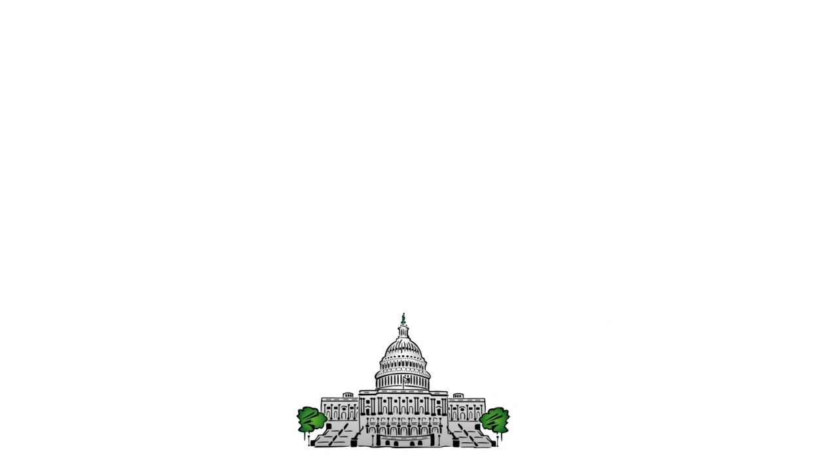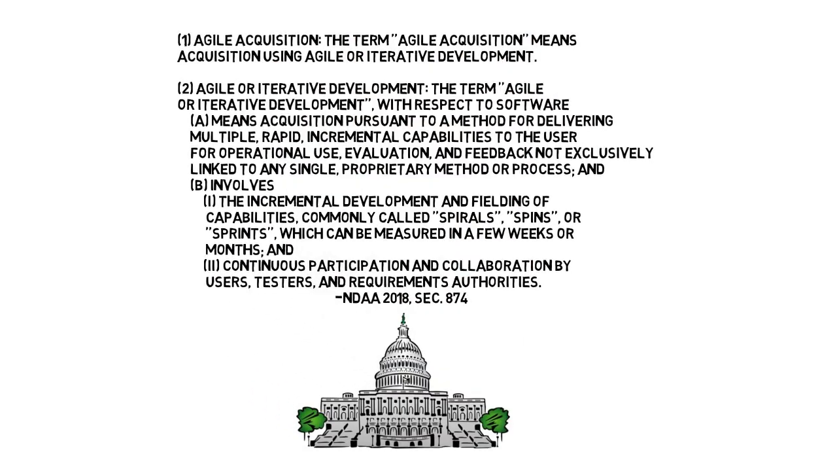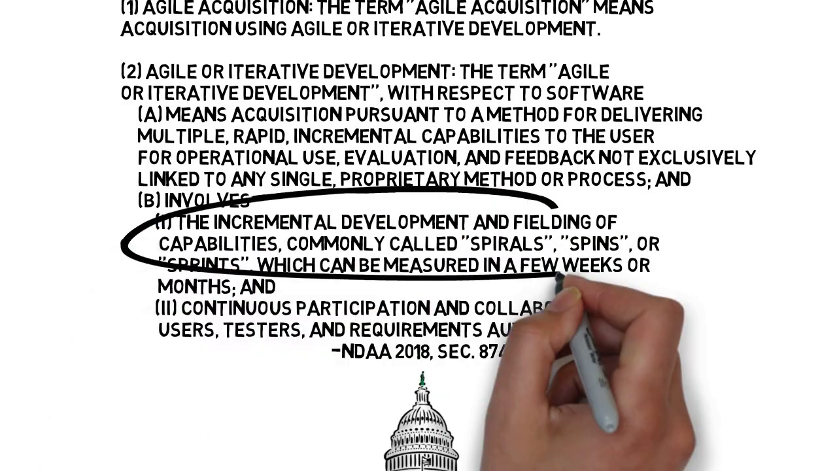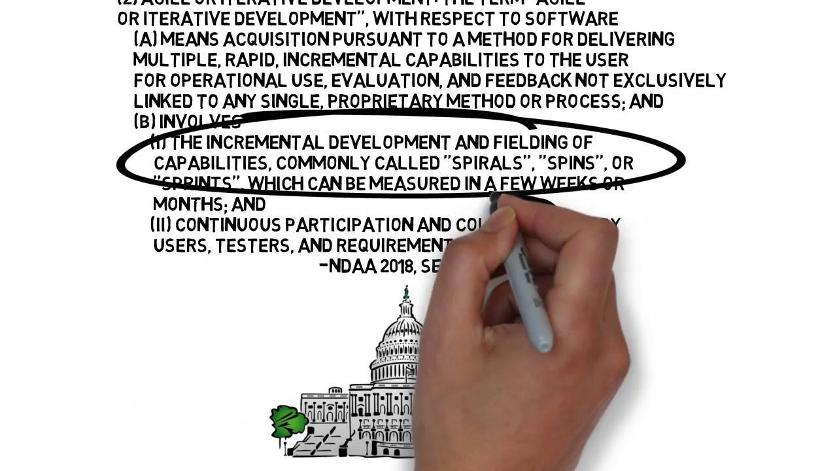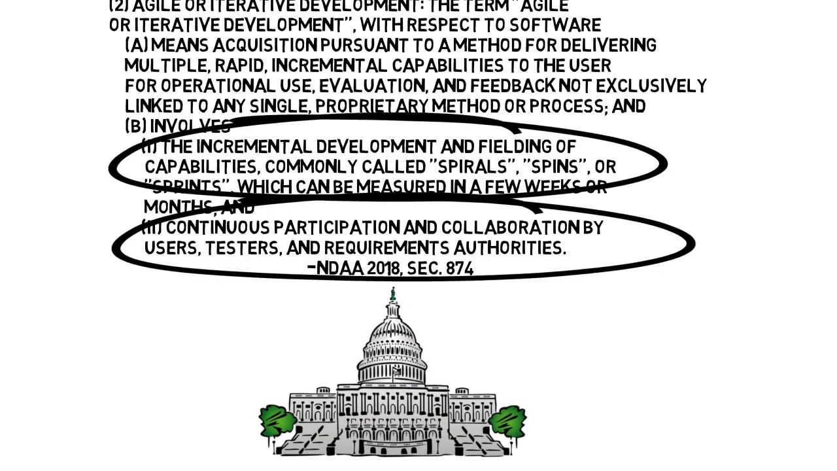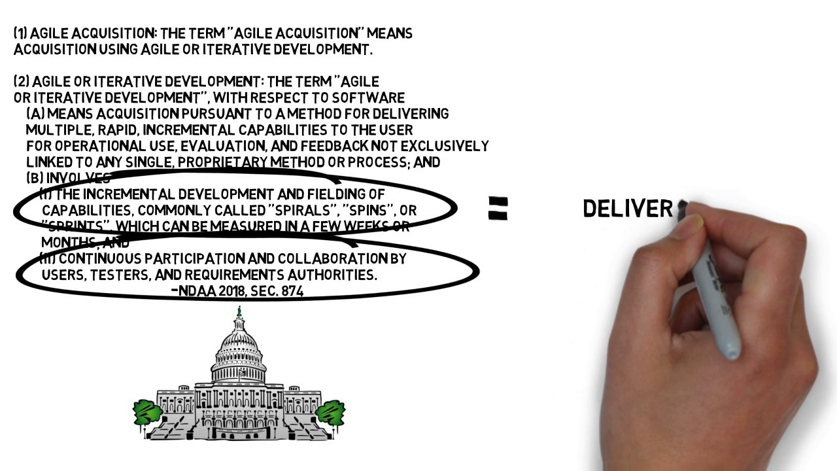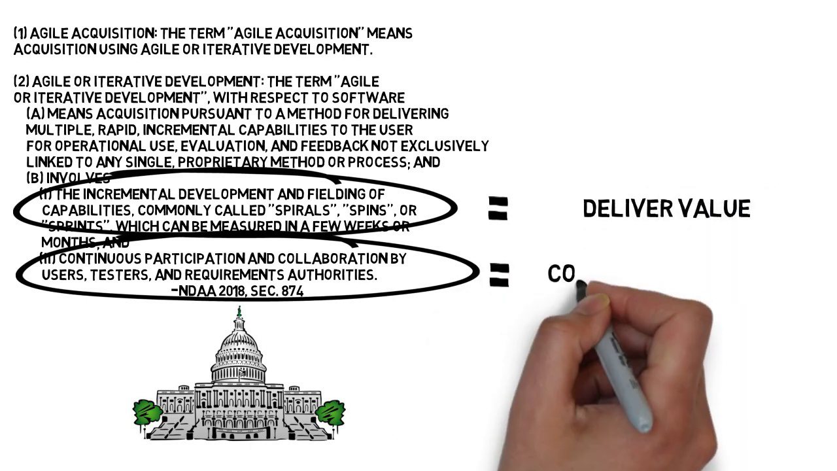Congress, in Section 874 of the 2018 National Defense Authorization Act, provided a solid definition for Agile acquisition. From this definition, I want to focus on two key areas. First, the incremental development and fielding of capabilities, commonly called spirals, spins, or sprints. And second, the continuous participation and collaboration by users, testers, and requirements authorities. The first piece of the definition means we need to deliver value, and the second part tells us we need continuous feedback from essentially all the stakeholders.